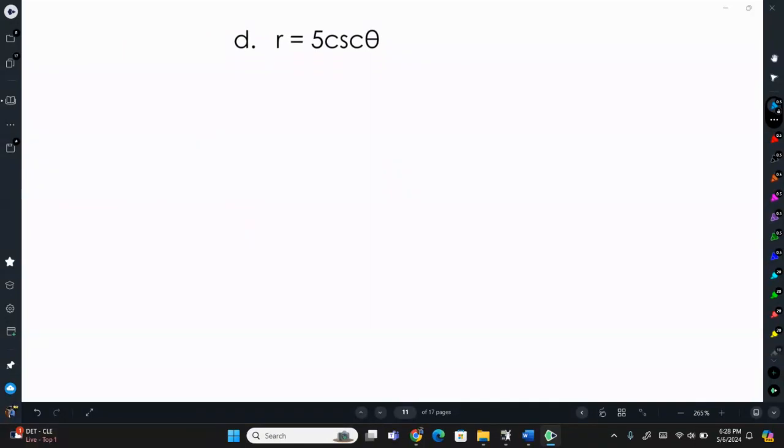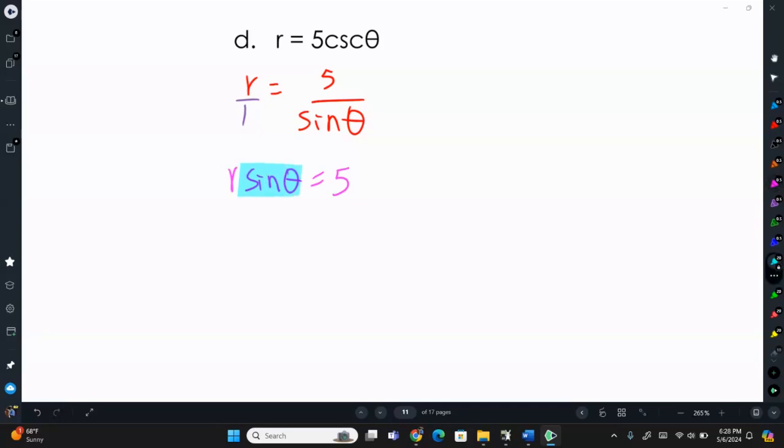All right, letter D, r is equal to 5 cosecant theta. So r is equal to 5 over sine theta. So from here, we can cross multiply. This is really over 1. And when we cross multiply, we have r sine theta equals 5. Well, again, r sine theta is equal to y. So y is equal to 5. And if we subtract 5 from both sides, y minus 5 equals 0.